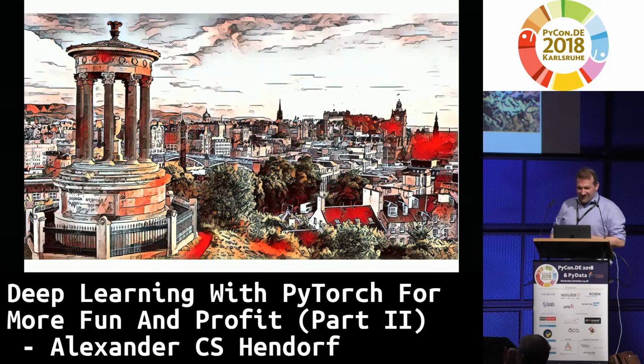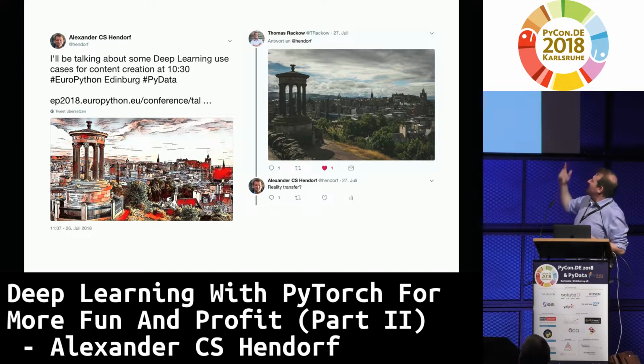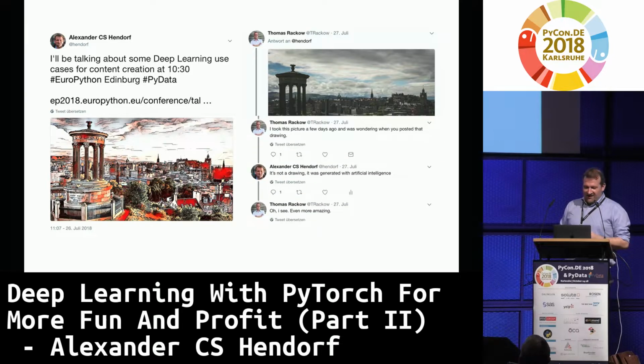This year we were at EuroPython in Edinburgh, and this is a very famous picture. If you see this, this is Edinburgh. And I just tweeted it to announce my talk at EuroPython, about the same talk as here, the previous version. And then somebody said, I took this picture. I thought it was an attendee knowing about the domain, and I said, oh yeah, it's a reality transfer, and he replied, no, it was a picture I took a few days ago, and I was wondering, when did you draw the painting? And I replied, no, I didn't draw it, it was made by artificial intelligence. And then he said, oh, I see, even more amazing.